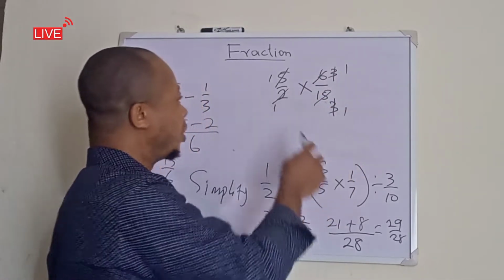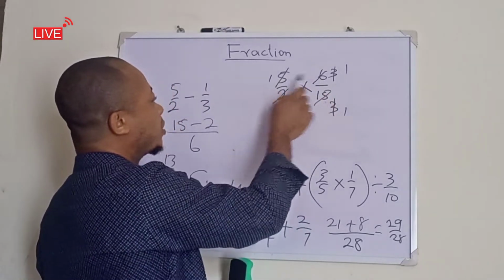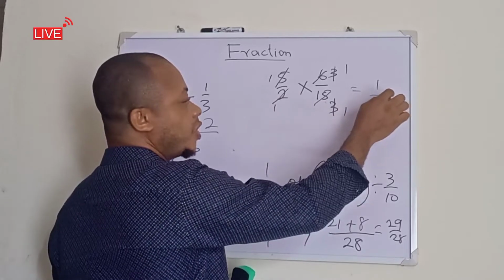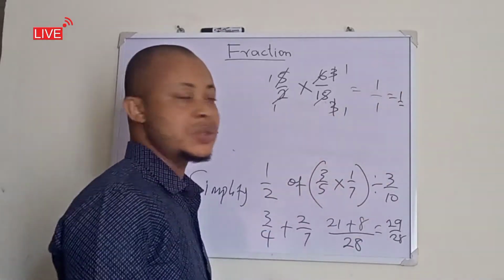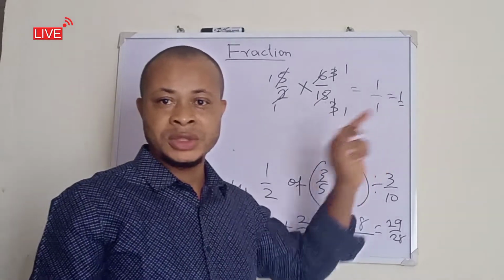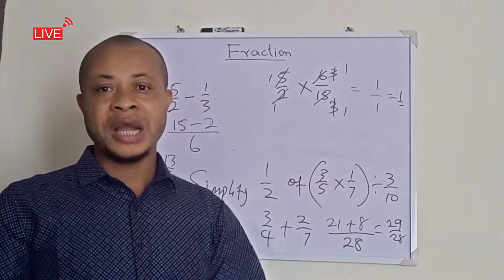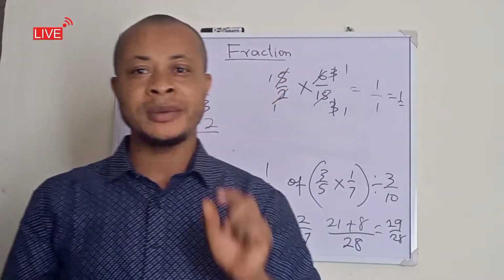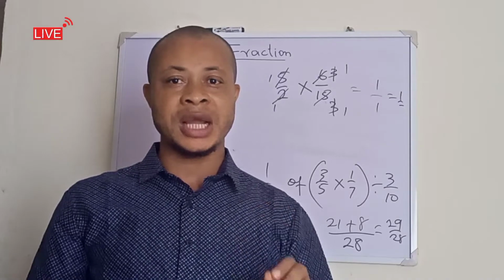You multiply up. 1 times 1 will give you 1. 1 times 1 will give you 1, of which 1 over 1 is the same thing as 1. So the answer to this is what? 1. That is how to simplify fractions whenever they are connected to each other by a multiplication sign.